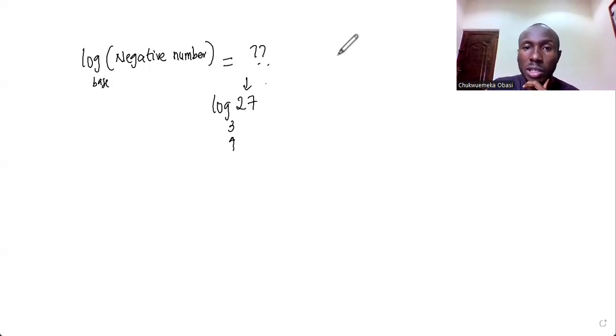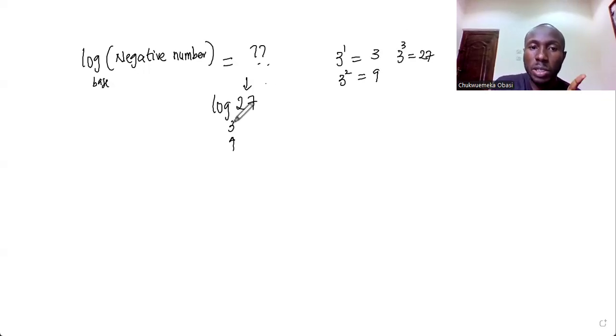Of course, 3 raised to power 1 is 3. 3 raised to power 2 is 9. And 3 raised to power 3 is 27, right? So, because we know that 3 raised to power 3 will give us 27, this is the solution to this problem. Just like that.